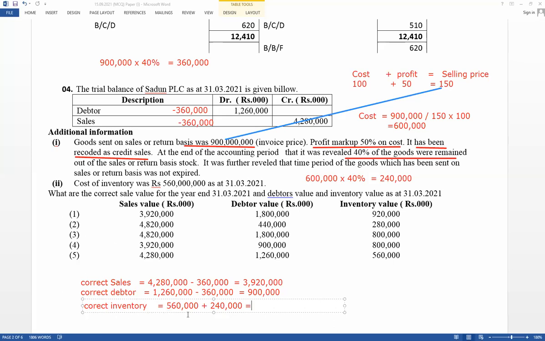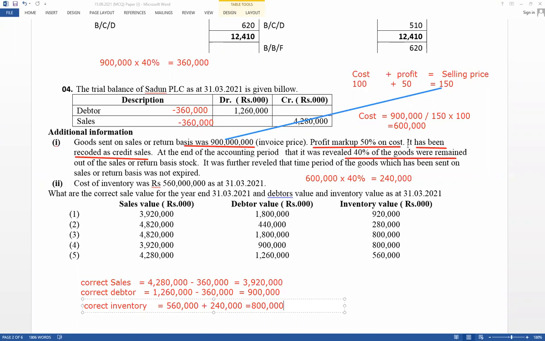Right now, think about correct inventory value. Inventory it has given 560,000. This is inventory available at the store, as well as goods sent on sales or return basis. If those are not sales, its cost value also should be considered as our inventory. Therefore, think correct inventory value 560,000 plus 240,000, value equal 800,000. This is the correct inventory value.